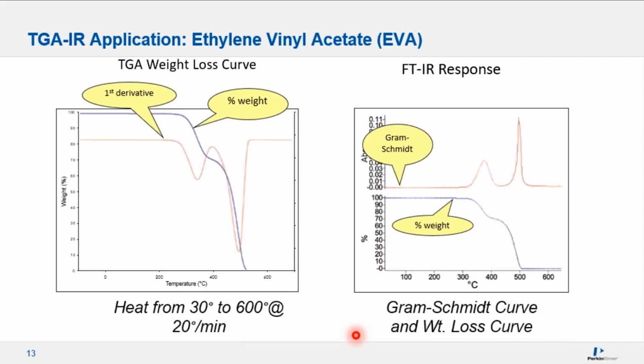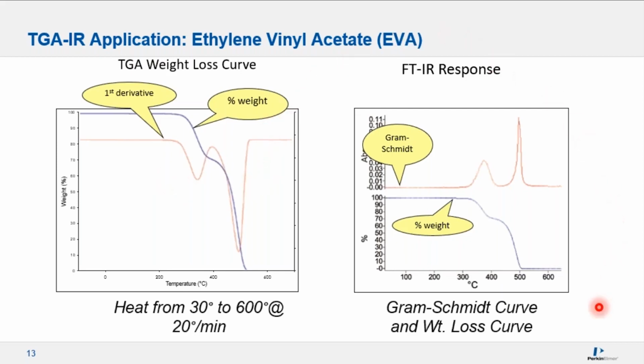Okay, so I want to focus in here on what types of data we get from TG-IR. So if we look at this left-hand plot, this is the TGA weight loss curve. So temperature on the x-axis, percent weight loss on the y-axis. So the blue curve is our percent weight loss. So what we see here are 2 weight loss events occurring right here and right here. This red curve is the first derivative. This helps us identify where the maximum rate of weight loss is occurring.